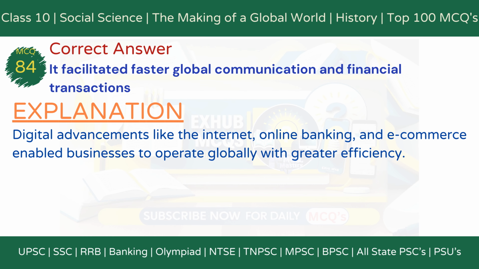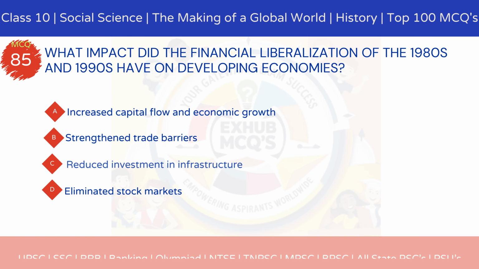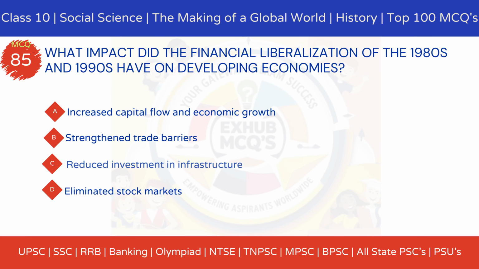The correct answer is option A. It facilitated faster global communication and financial transactions. Explanation. Digital advancements like the internet, online banking, and e-commerce enabled businesses to operate globally with greater efficiency. 85. What impact did the financial liberalization of the 1980s and 1990s have on developing economies?